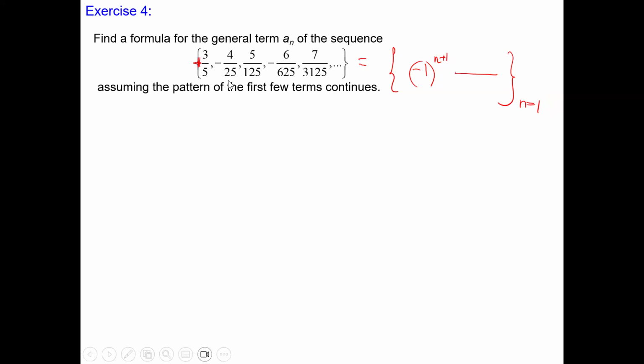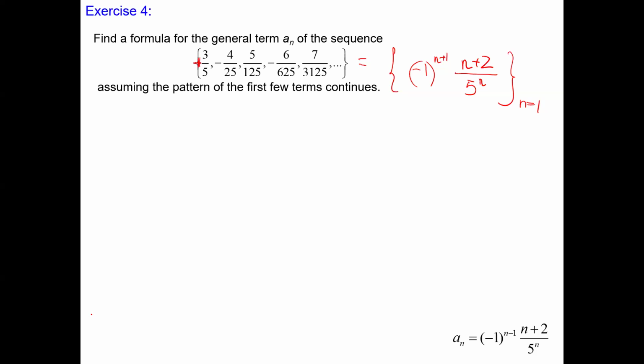In the denominator, we see 5, 25, 125, 625, just powers of 5, so 5 to the power of n. And on the top are counting numbers 3, 4, 5, 6, 7, but starting with 3. If n is 1, we have to add 2. Then it will be 3, and then 2 plus 2 is 4, 3 plus 2 is 5, 4 plus 2 is 6, and so on. Okay?